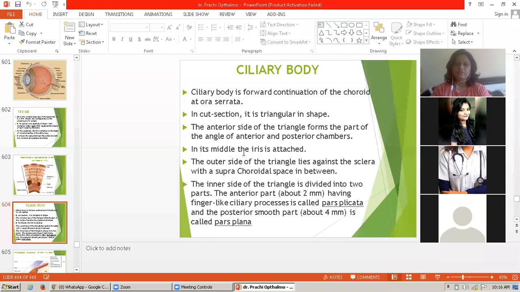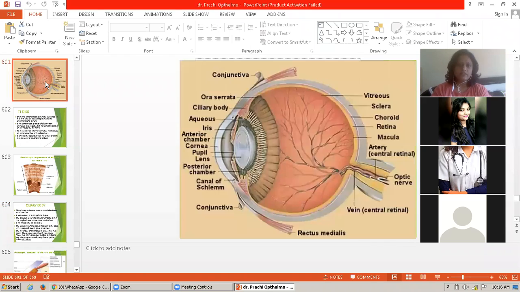And in its middle the iris is attached. Here is the point where the iris is attached to the ciliary body. This is the iris, this is the ciliary body, this is the ora serrata. So the ciliary body posteriorly connects with the ora serrata, and anteriorly it connects with the anterior chamber, iris, and the posterior chamber.